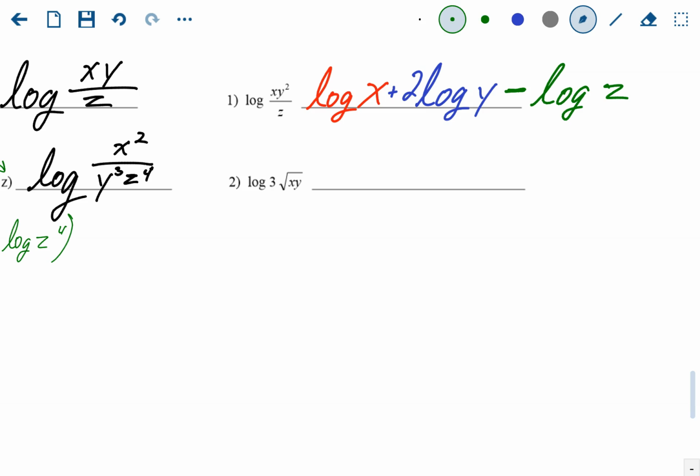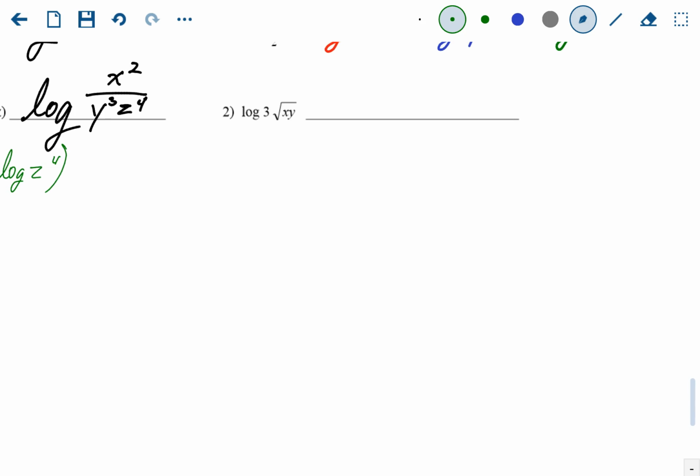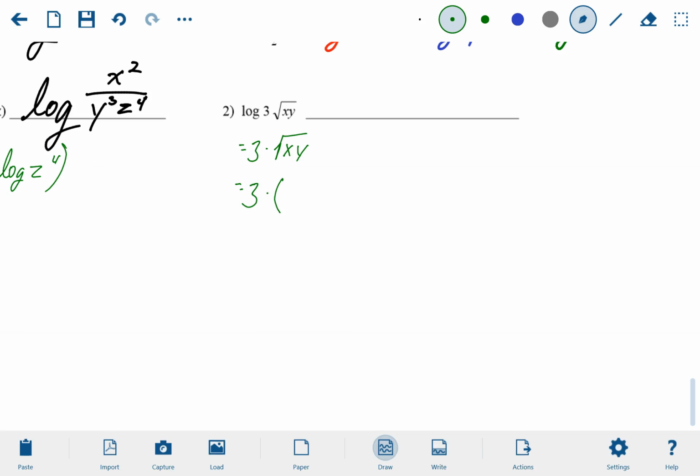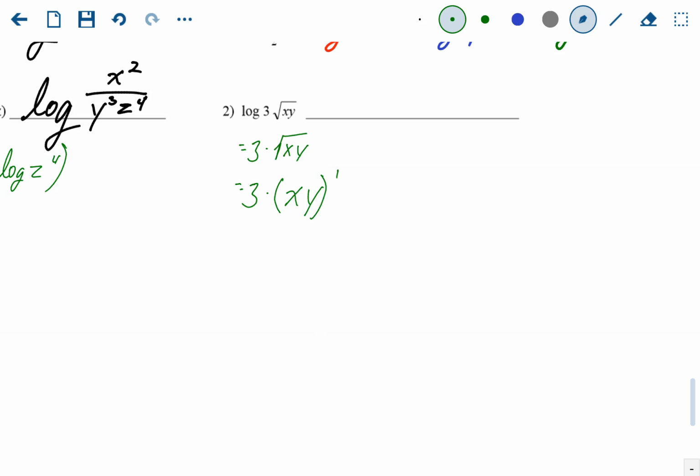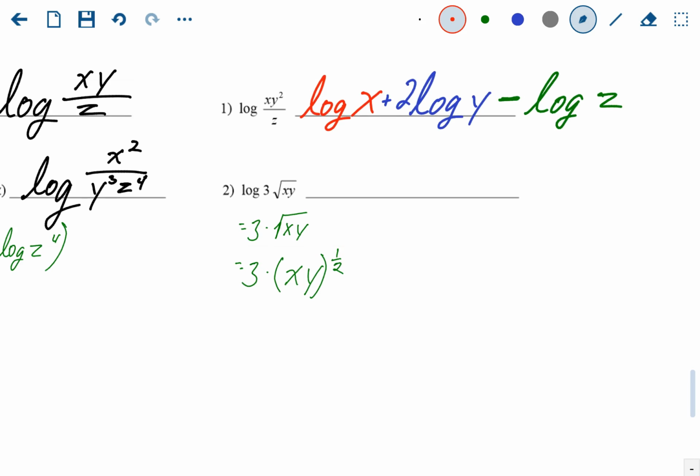Okay. And this last one, log 3 of the square root of x and y. Now both the x and the y are underneath the radical. So really this is 3 times the square root of xy. Or rather, with the exponent, it's 3 times the quantity xy to the 1/2 power. Because remember, we need that exponent part because we need to put that exponent part out front. Okay. Well, the log 3 part is easy. It's going to stay log 3. And since it is a multiplication, we're going to use plus.